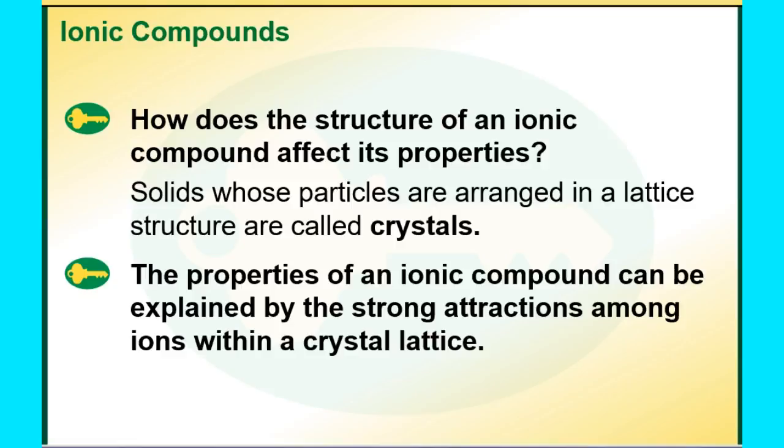How does the structure of an ionic compound affect its properties? Solids whose particles are arranged in a lattice structure are called crystals. The properties of an ionic compound can be explained by the strong attractions among ions within a crystal lattice.